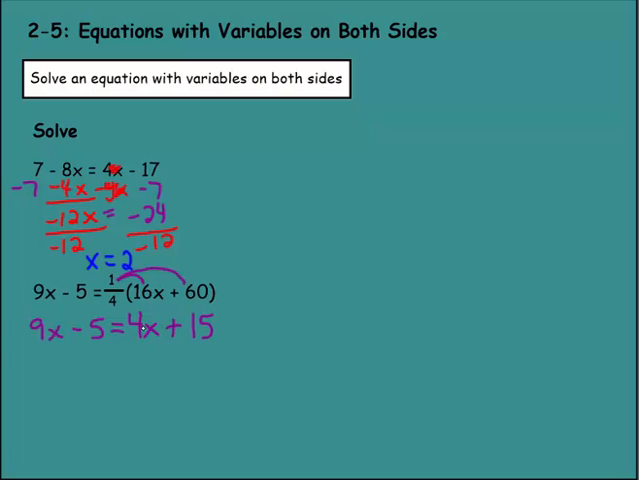So like before, we want to get these x's to one side of the equation and the constants to the other. So we could subtract 4x here. That would give us 5x, and cross this out. Then we could add 5 here. 15 plus 5 is 20. So that gives me 5x equals 20. I can divide by 5. And then x would equal 4.